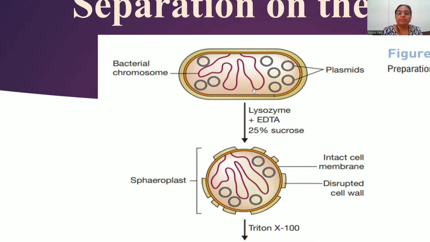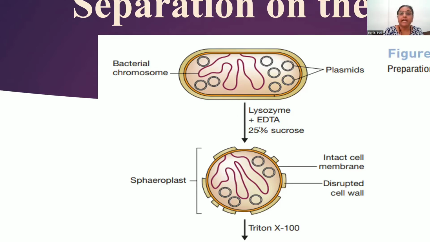So the first step is to grow the cells and harvest them. That harvested cell then has to be treated with some components, so there is lysis of the cell. Here an enzyme is used, and that enzyme is lysozyme. The lysozyme is an enzyme which acts on the peptidoglycan and cleaves the peptidoglycan.